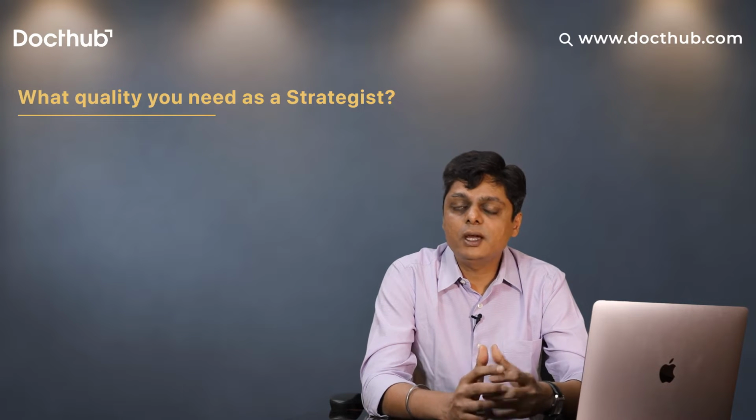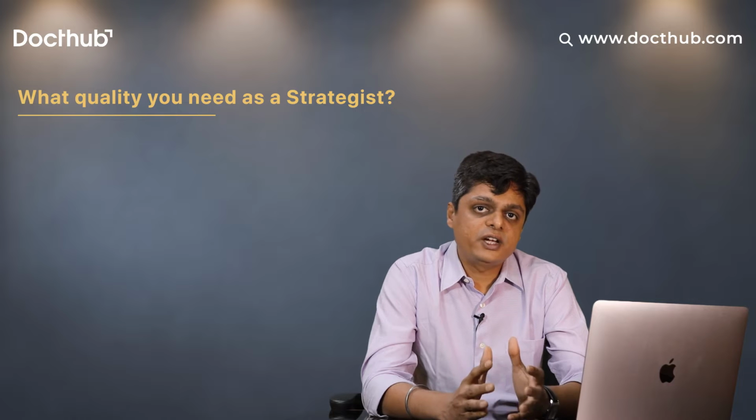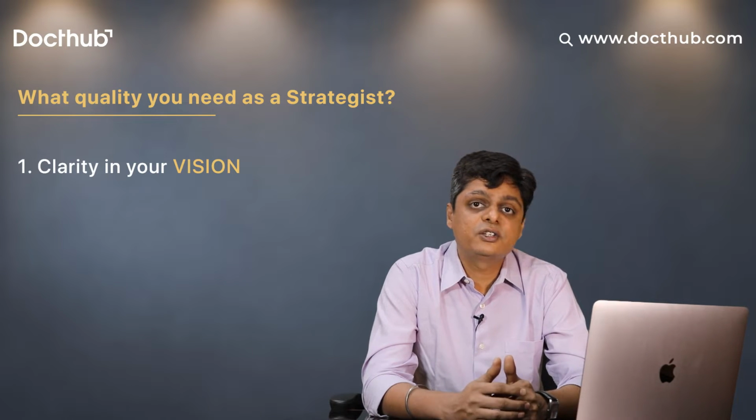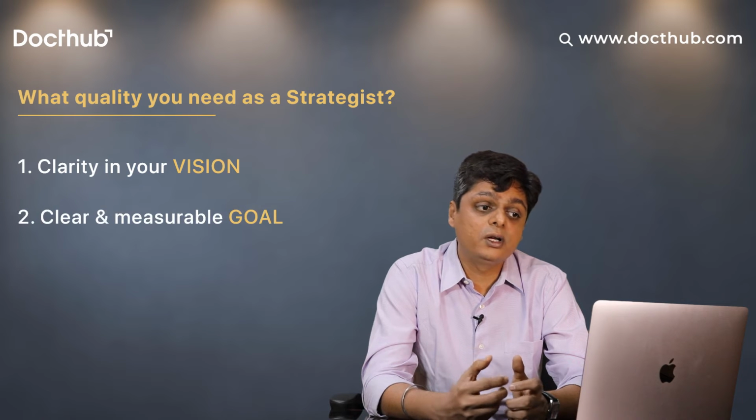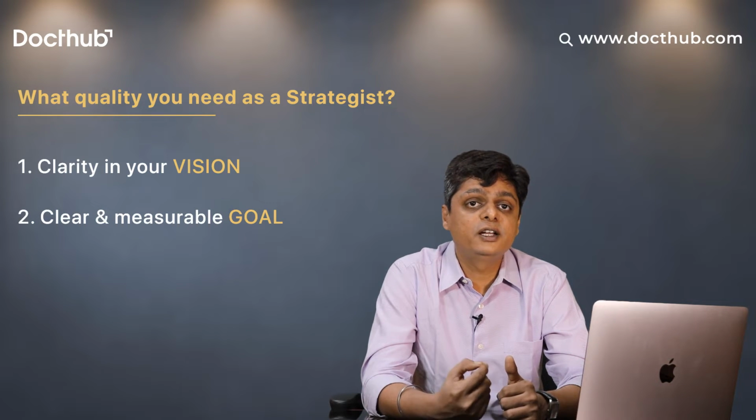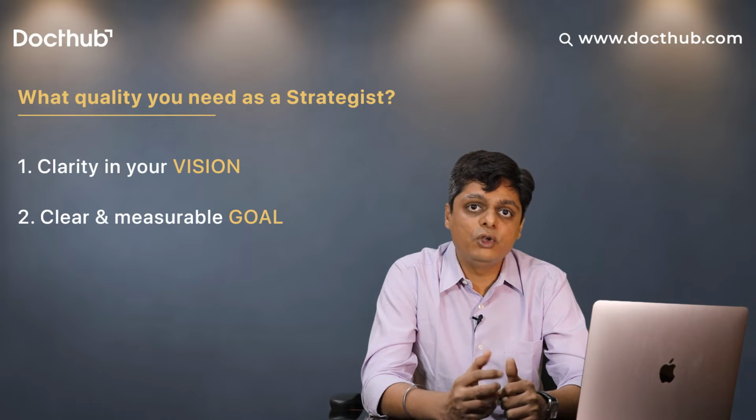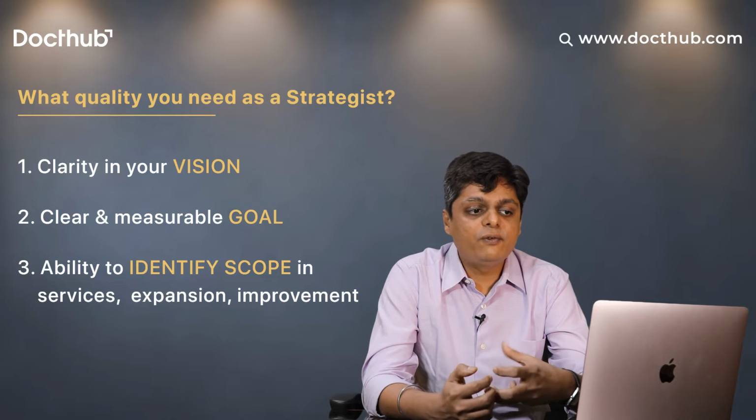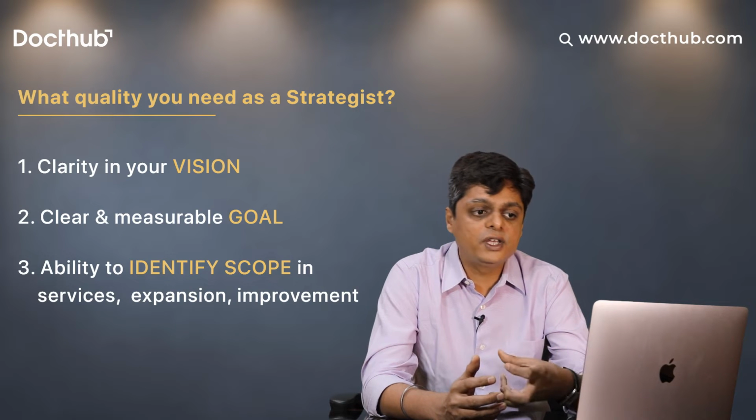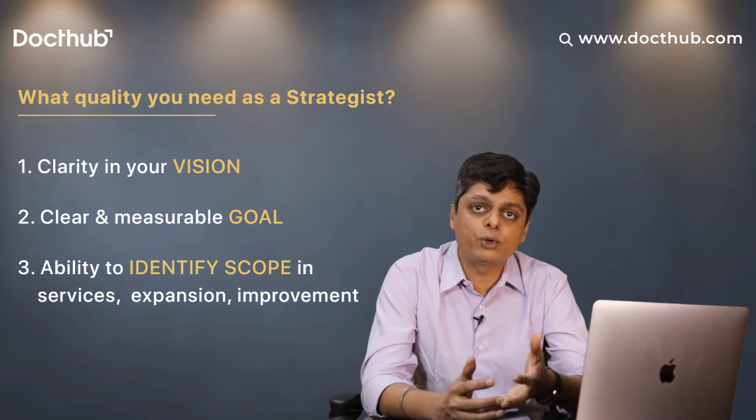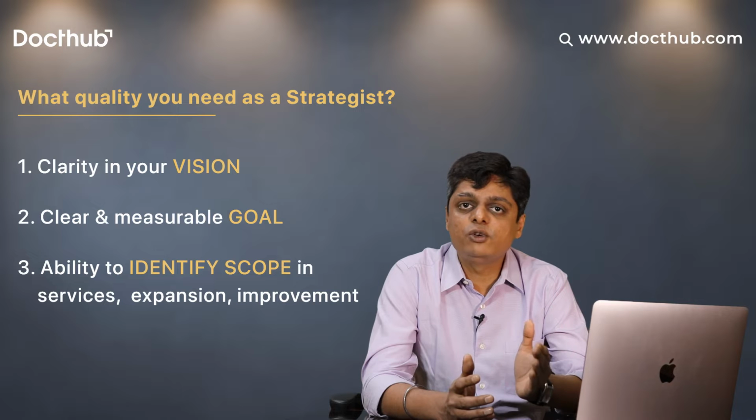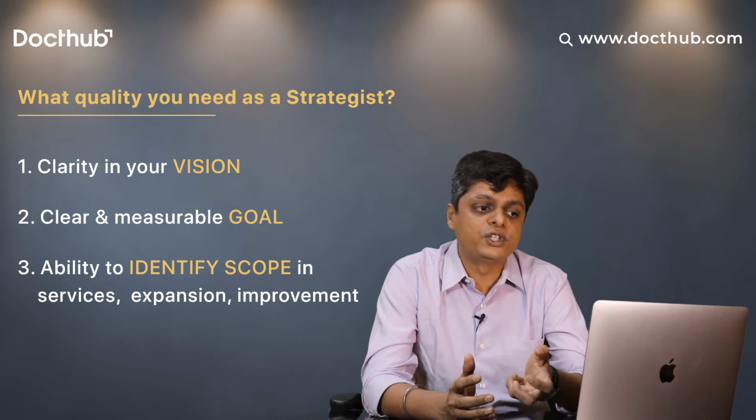So let's discuss what qualities you need to have as a strategist. A strategist has clarity in his vision. Strategists have clear, measurable goals, so you need to define clear and measurable goals for your particular project. Ability to identify scope in your services, expansion and improvement. You need to think about this aspect while you are strategizing your project.